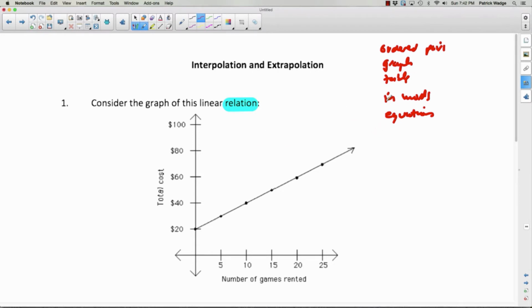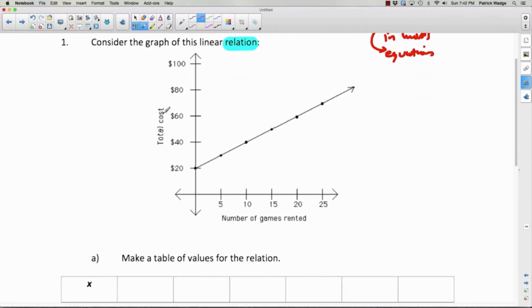So we're going to do another one of those things to start here. This time we're going to start with the graph, and then you're going to switch to the equation. Actually, you're going to switch to the table first, and then from the table you'll go to the equation after that. So here's an example. Consider the graph of this linear relation. You know how you know it's a linear relation? Because the graph is a line.